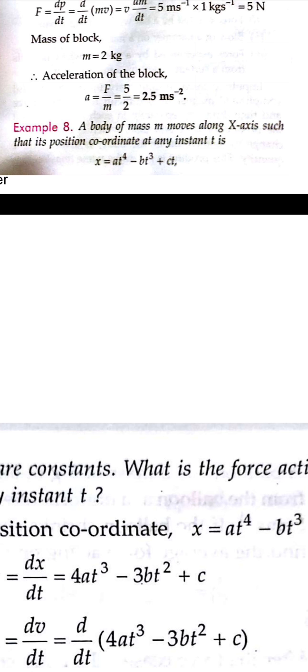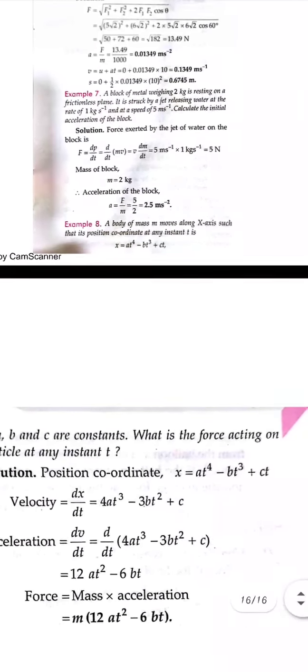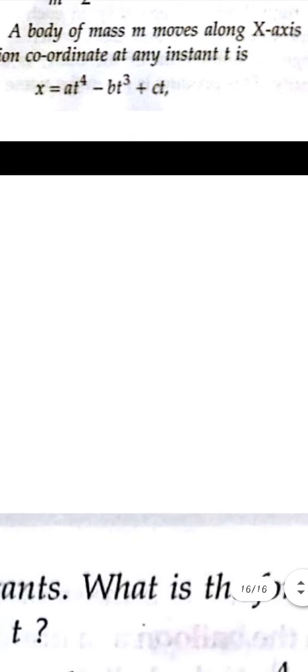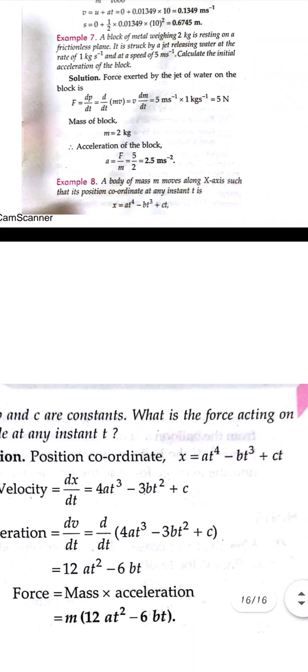And the last question: the body of mass m is moving along the x-axis such that its position coordinate at any instant is given in terms of t. Okay, at any instant it's t. So we can say that a, b, c are the constants here, right? And it is moving at an instant t. So what is the force acting on it?